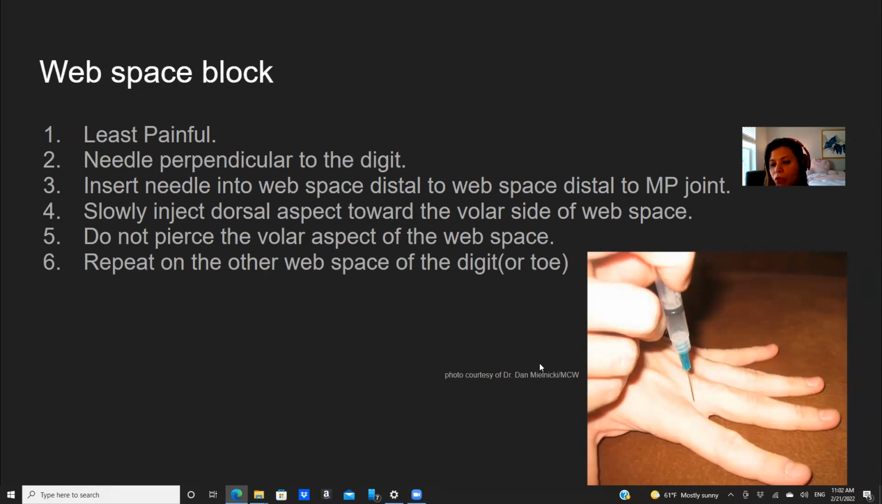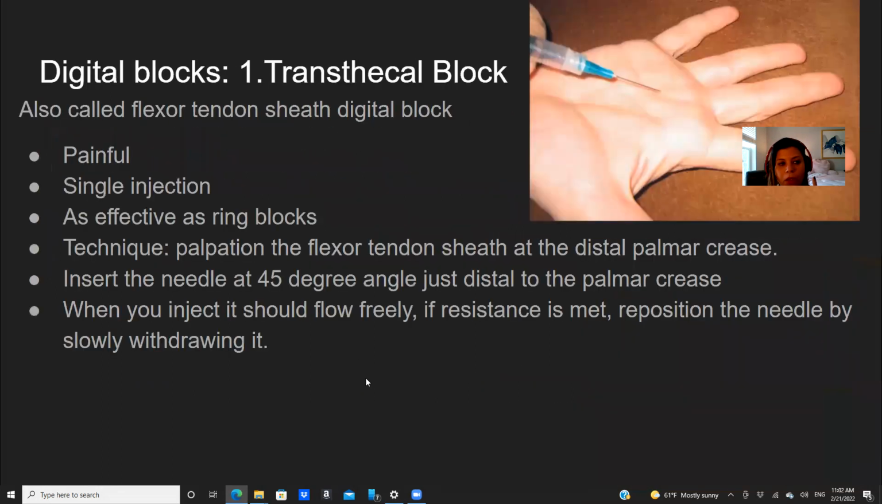I'm going to go ahead and give you another method that I like a lot because it is only one injection. So it's called the transthecal block. The other name for it is your flexor tendon sheath digital block. The disadvantage of this nerve block is it's painful because you're injecting into the flexor tendon sheath. However, you only need to do one injection. So that's why I like it.